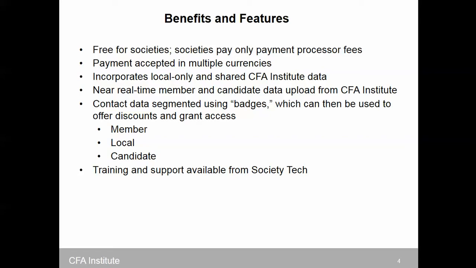Your contact data is segmented using badges, which is a way of tagging your different individuals, your different contacts, based on their relationship with your society and or with CFA Institute. These badges can then be used to offer discounts to those groups and to grant access to specific members-only events, for example. So some of the groups that can be tagged with these badges are going to be members, local members, candidates, and you can also add additional local badges if you'd like. And training and support on the MemberNation platform is available from Society Tech.